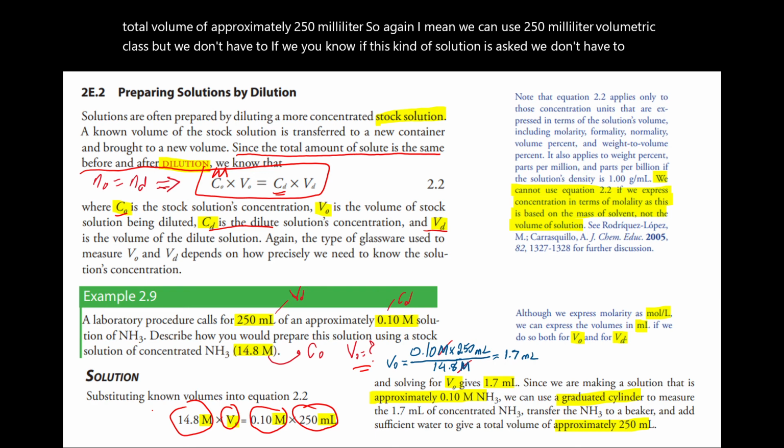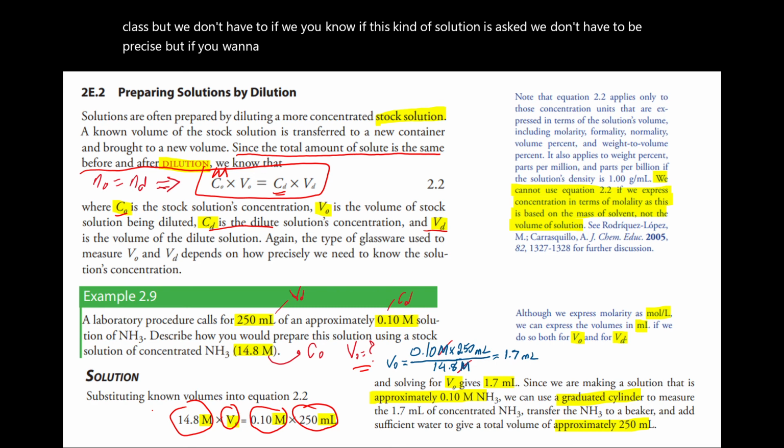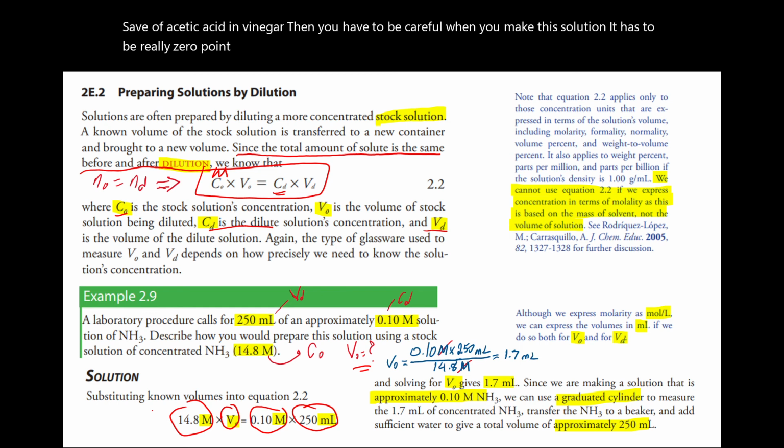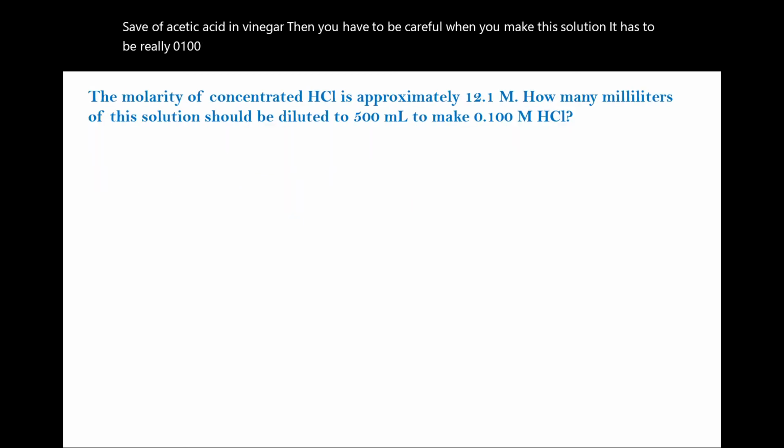But if you want to use this for, let's say, determination of an acid, let's say acetic acid in vinegar, then you have to be careful when you make this solution. It has to be really 0.100 molar, or whatever concentration, so it has to be precise.